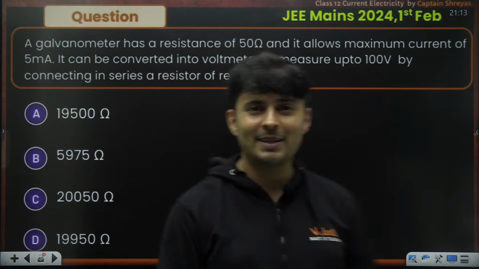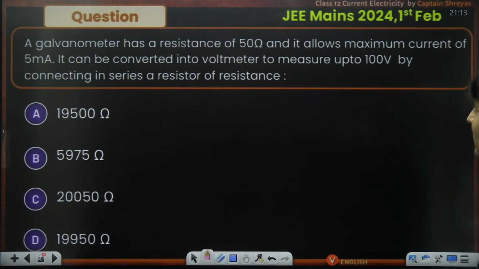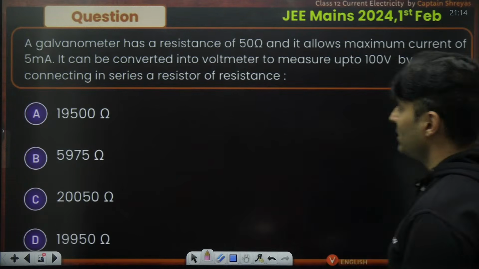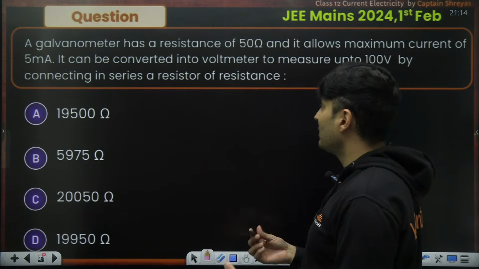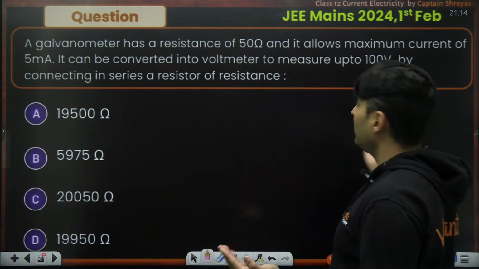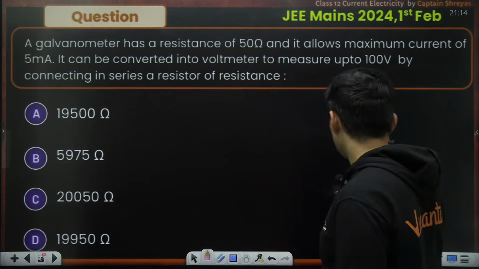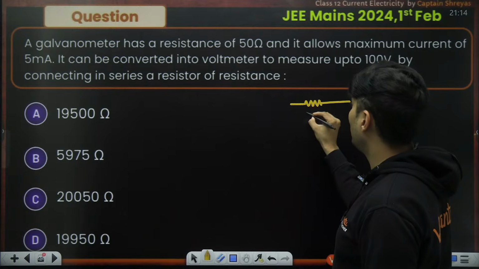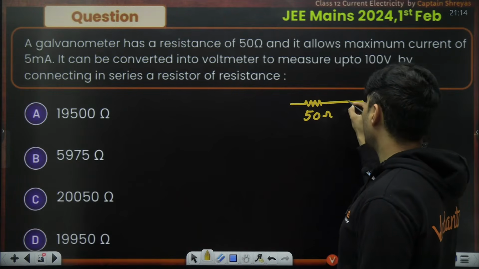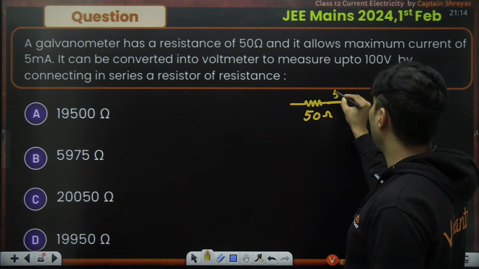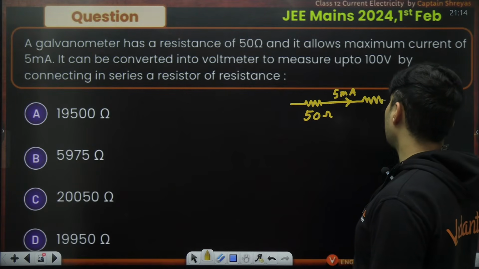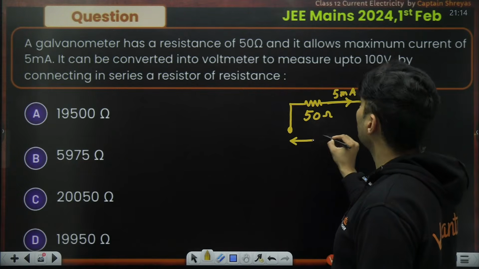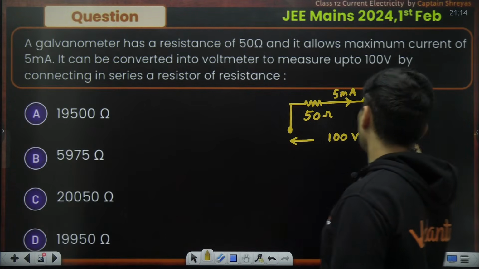So let's solve some questions. The galvanometer has some resistance and it allows a maximum current of this much. This was asked in JEE. It can be converted into a voltmeter to measure up to 100 volts by connecting in series a resistor of how much resistance? So just like before, guys, think like a series parallel, whatever it is. You have a galvanometer of 50 ohms and the maximum that it can allow is 5 milliamperes. You need a resistor in series so that you can measure up to 100 volts.